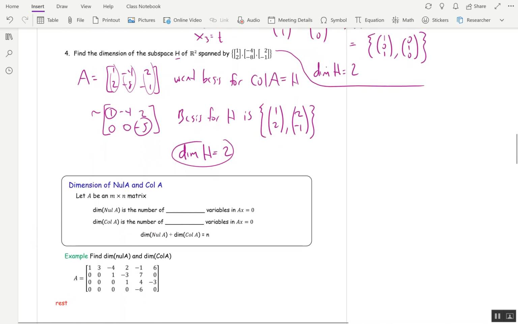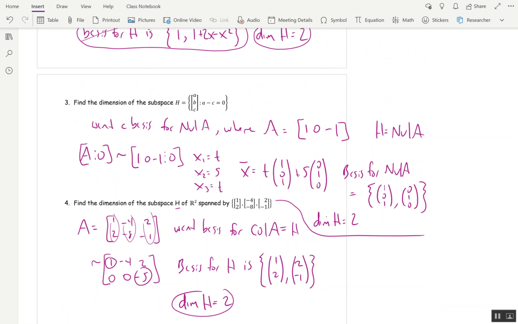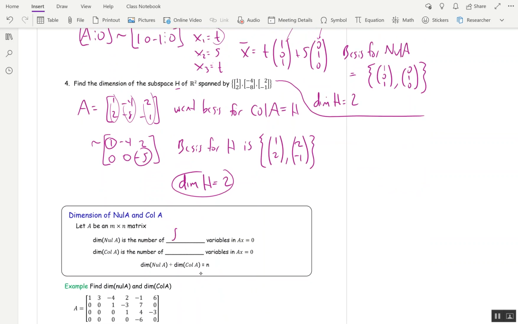All right, so one more topic, and then I'm going to stop the video and start up again with a second part. Dimension of null A and col A. This is the topic of the whole next section. It's called the rank plus nullity theorem, but I just wanted to give you a preview. If you have an M by N matrix, dimension of null A is the number of free variables in Ax equals 0. Well, let's go back to this example here. Every time you have a free variable, like an S or a T, you're going to get a vector that goes into the basis for the null space. So the answer there is free.